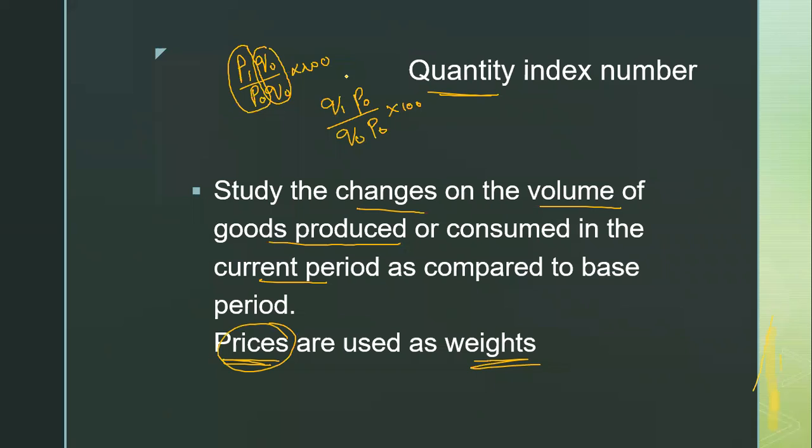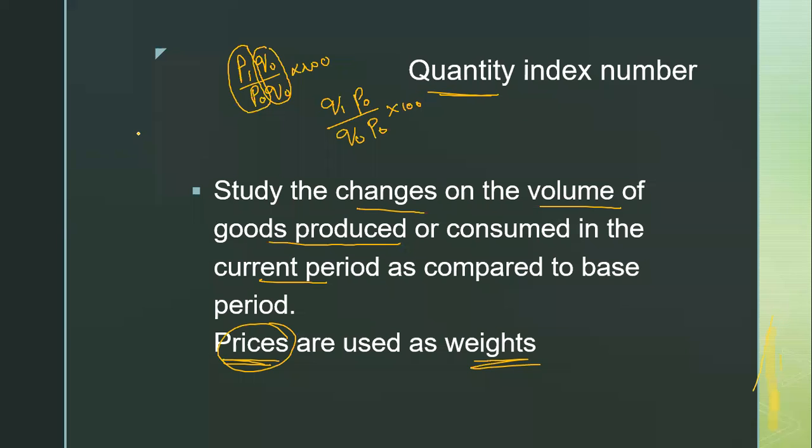This is just an example. That means we are reversing it: instead of prices, we take quantity as the index number, whereas prices will be taken as weights. That is the difference between the price index and the quantity index. In the price index, we give importance only to the prices of the commodities compared between the base and the current year, whereas in the quantity index number, the importance is given to the changes happening when the goods are consumed or manufactured in relation to the base and current year.